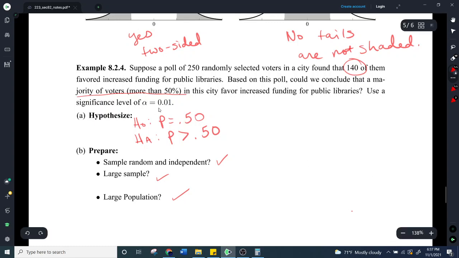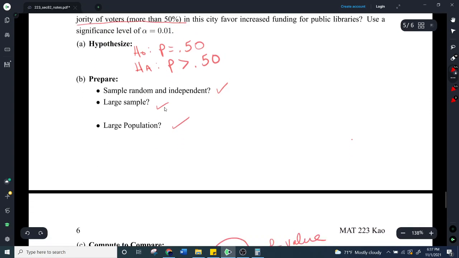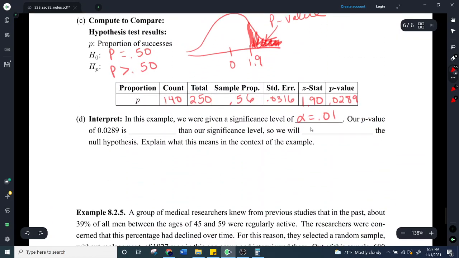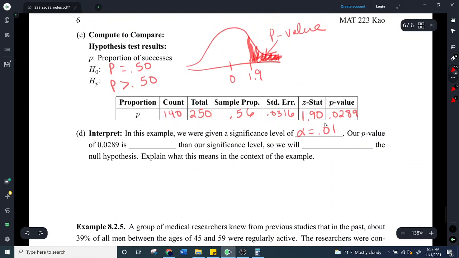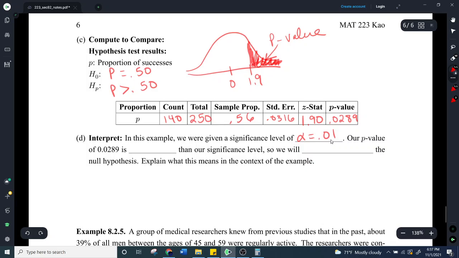In this question, for whatever reason, they wanted us to use a 1% significance level. So that is the number I need to compare our p-value to, the 1% now, not the 5% we were using earlier, since they specified that. So our p-value, 0.0289, this time it is larger, right? Our p-value is larger than our significance level. It's about 2.8%. So it's larger than our significance level.